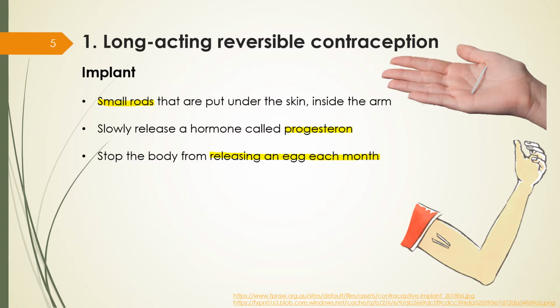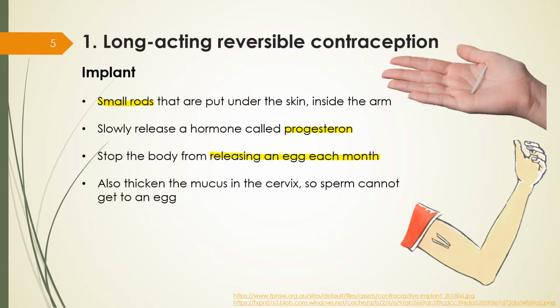Okay, so when you have this implant, the hormone is released slowly each month, every day actually. And if you have this hormone inside your body, you don't liberate the eggs. The eggs cannot be released, okay? They also do an extra action: they thicken the mucus of the cervix, so the sperm cannot get to an egg. So it's going to be harder for the sperm to pass through the cervix to reach an egg.